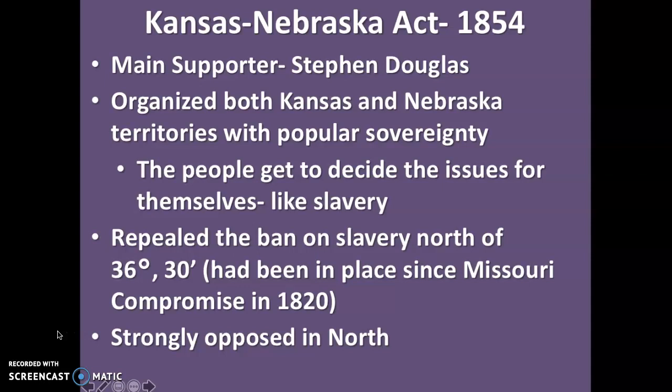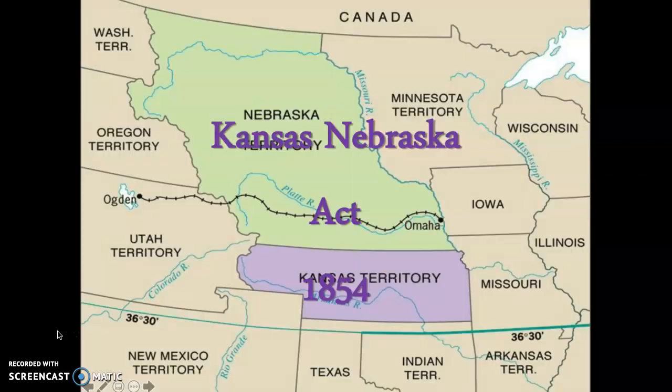And that repeal on the ban of slavery north of the 36°30' line that had come from the Missouri Compromise was definitely a problem to people, especially in the North, as they start getting their mind around the concept that slavery has the possibility of going west to these new regions.